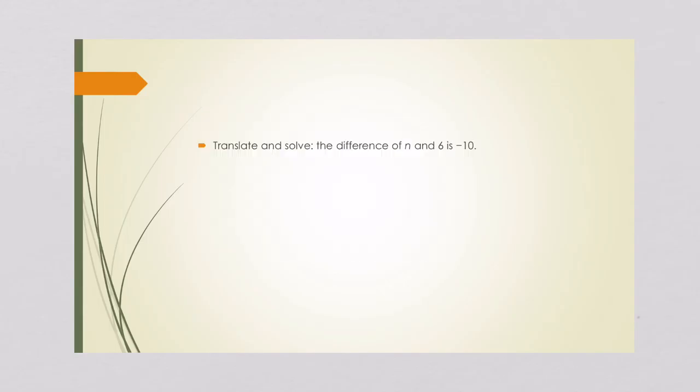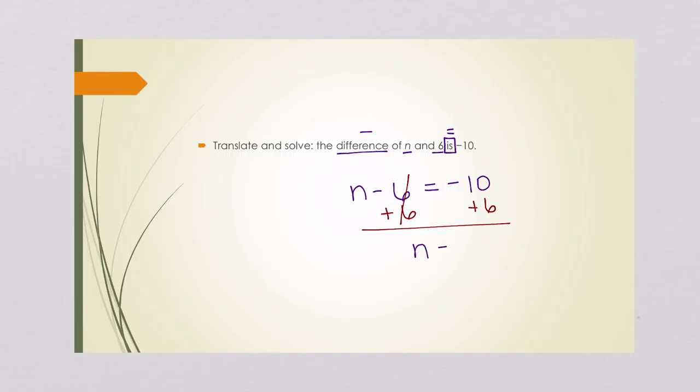All right, we're going to translate and solve on this one as well. The difference means subtraction, of n and 6, is means equals, is negative 10. So whenever you see difference, you have to write these, n and 6, in the same order that you read them in. So I would do n minus 6 equals negative 10. Now to solve this, I'm going to add 6 to both sides. So this creates 0 right here. So I've got n is equal to negative 10 plus 6 is negative 4.